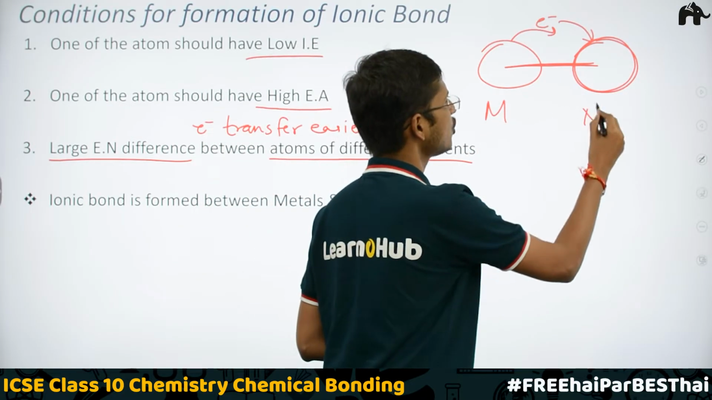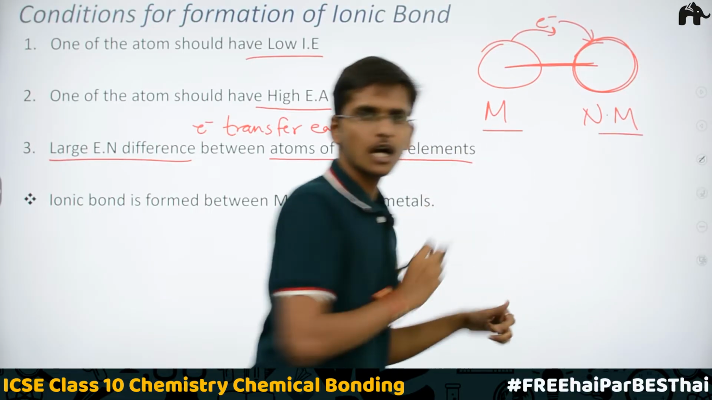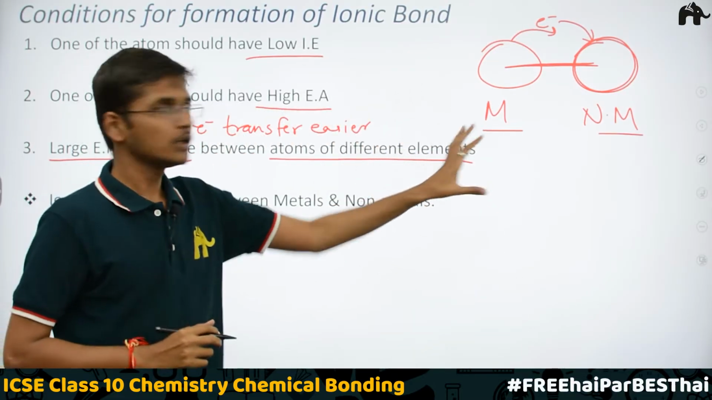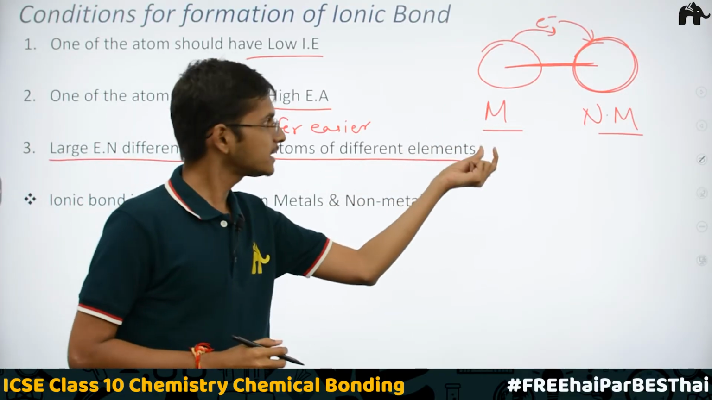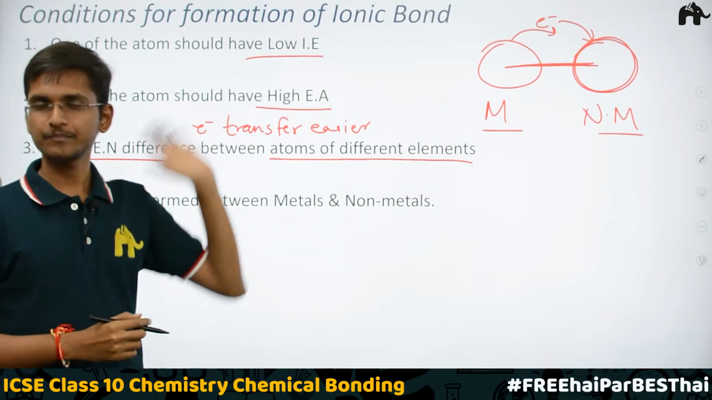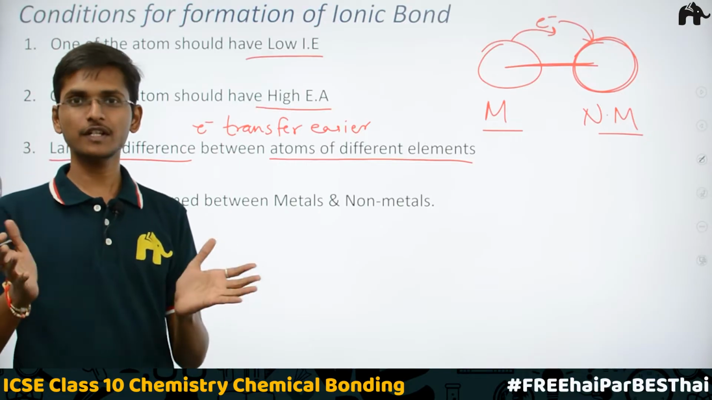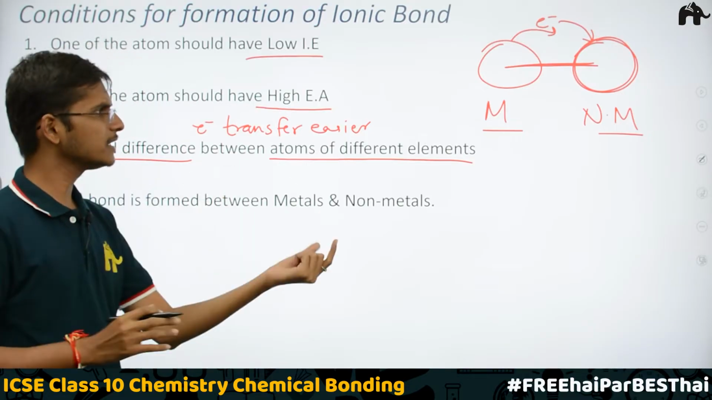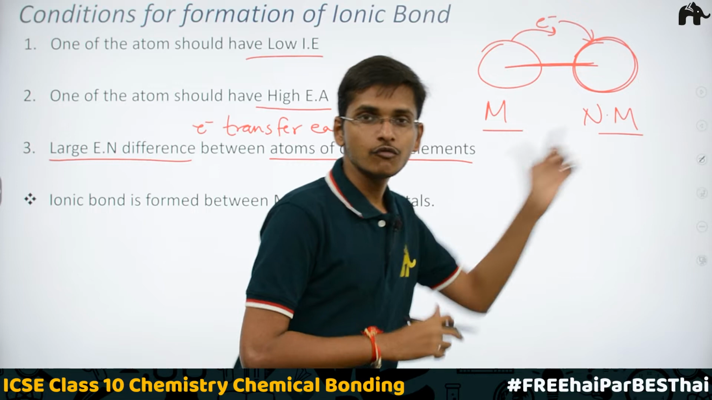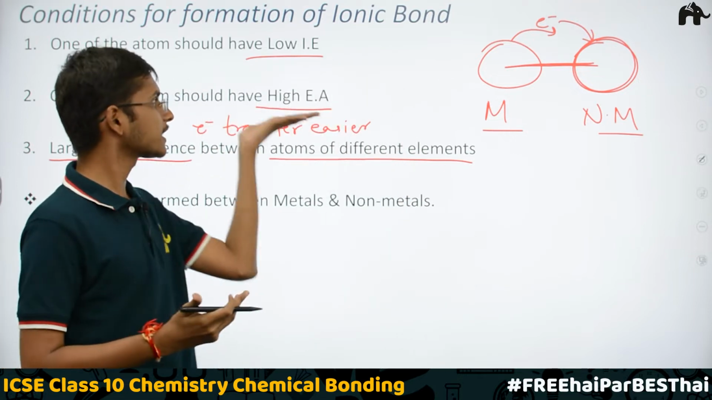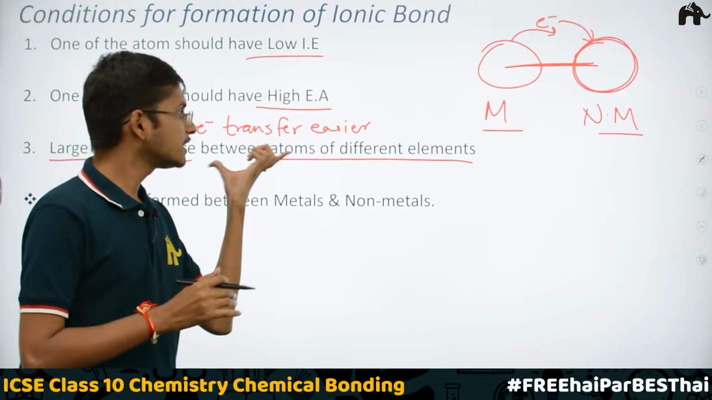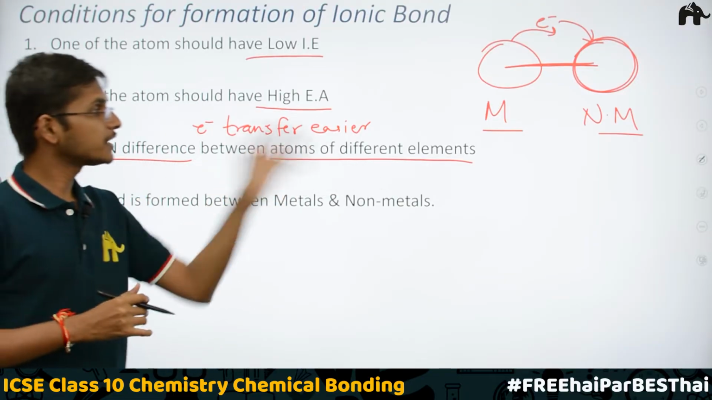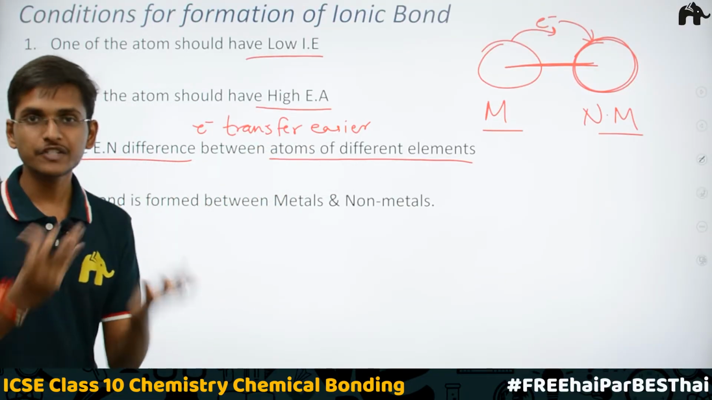a metal and a non-metal, right? How am I saying this? Just try to match the conditions. See, the atom of the metal would have low ionization energy, because metals have low ionization energy. We have studied this in the first chapter. Similarly, the atom of the non-metal would have high electron affinity. Correct? We have also studied this in the first chapter.